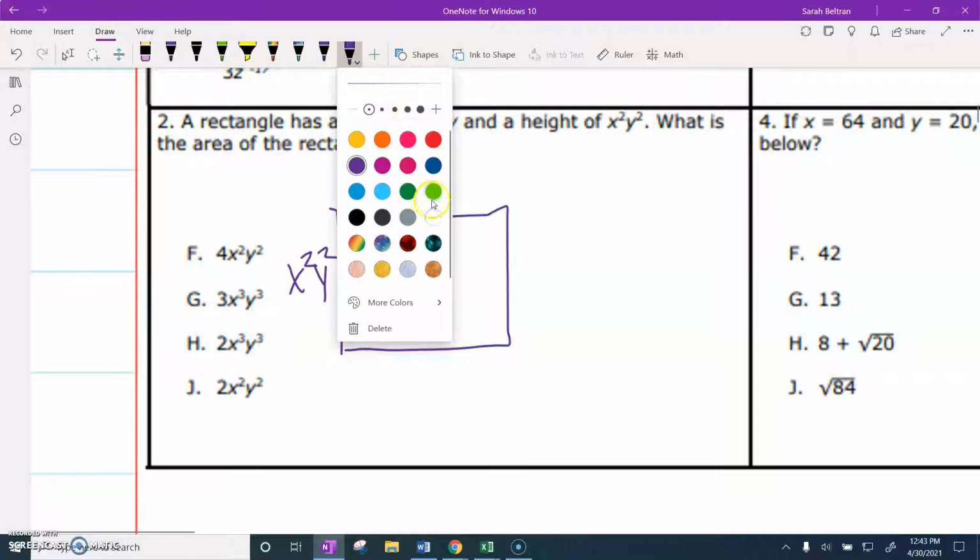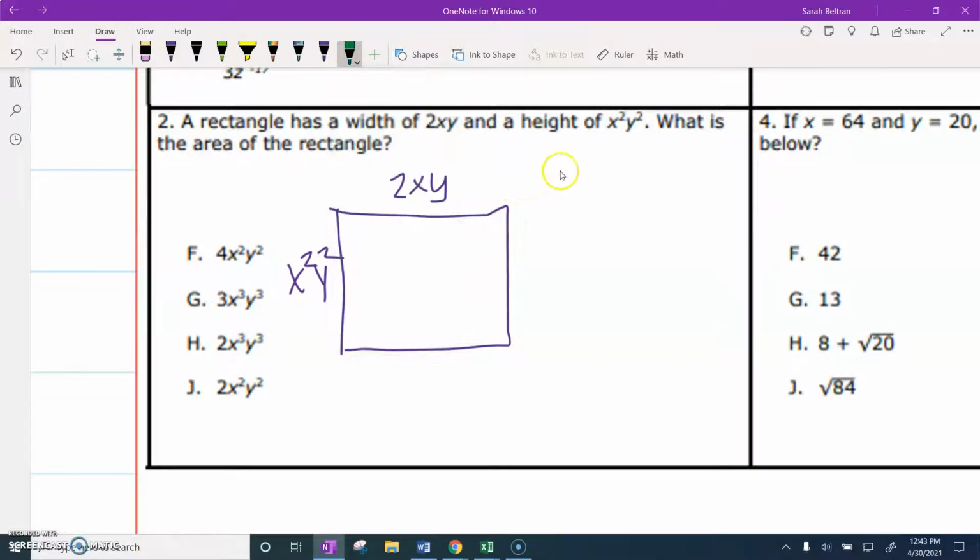All right, now that you have had a chance to work on this, remember if we want to take the area of a rectangle, we want to do length times width or width times height. So area is going to be width times height, all right, and our width is 2xy. And then we're multiplying that by our height of x squared, y squared.